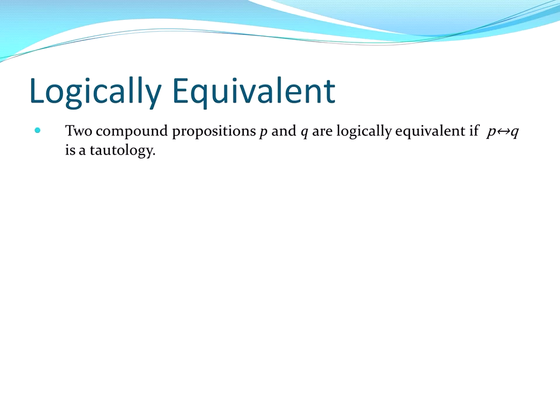Okay, so we use the concept of a tautology to define logical equivalence of two propositions. We say that two compound propositions, we'll call them P and Q, are logically equivalent if P if and only if Q is always true. Remember, if P if and only if Q is always true, that means P and Q always have the same truth value. And when they always have the same truth value, that means they are logically equivalent.